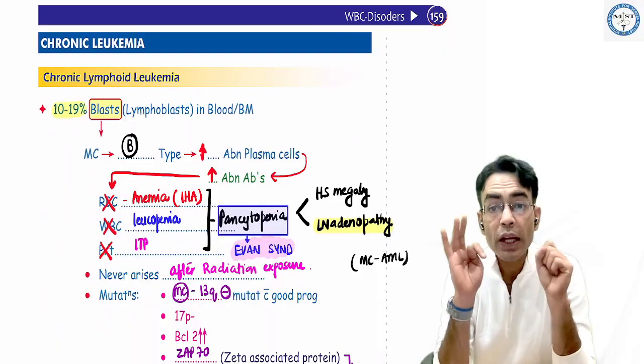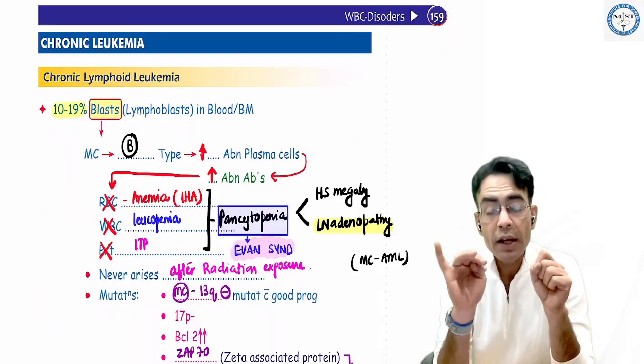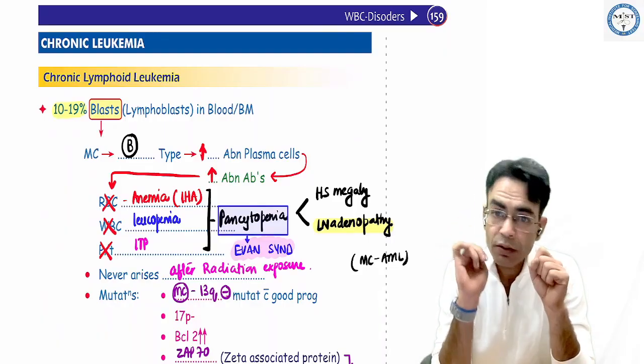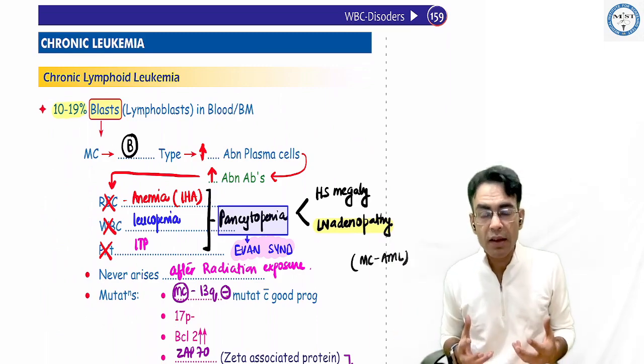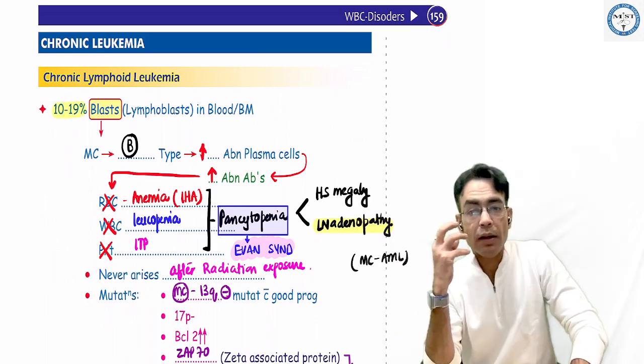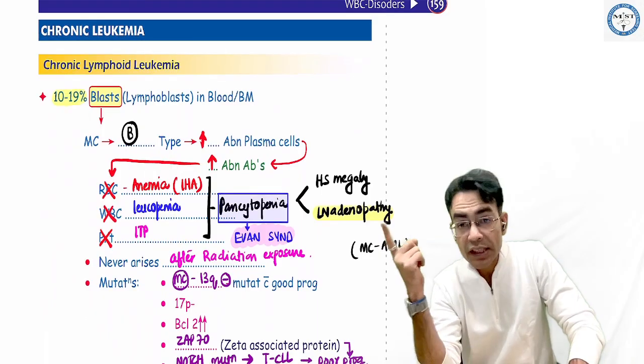Notch and ZAP will give you poor prognosis. ये हो गया. Never arise after radiation exposure. फिर ये हो गया. And last thing is that you see which cells? The smudge cells. It is also called as convent girl appearance because this is CLL, no?